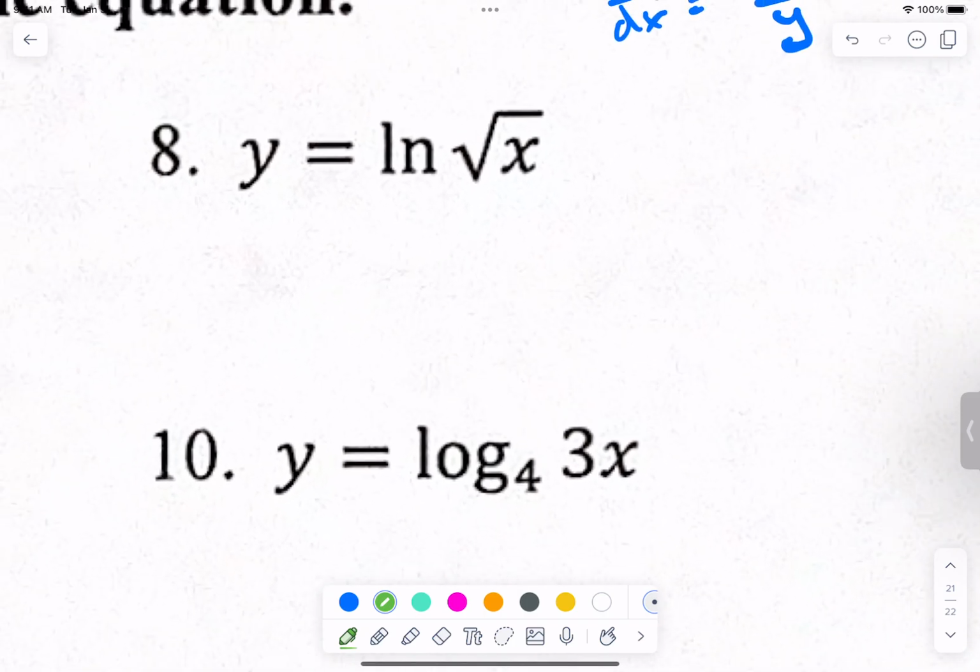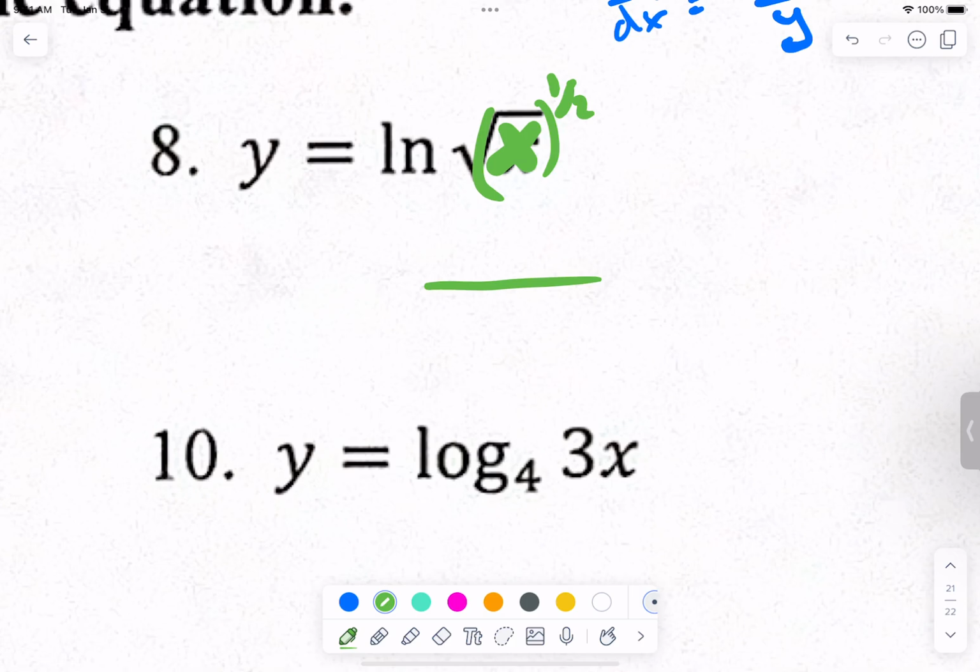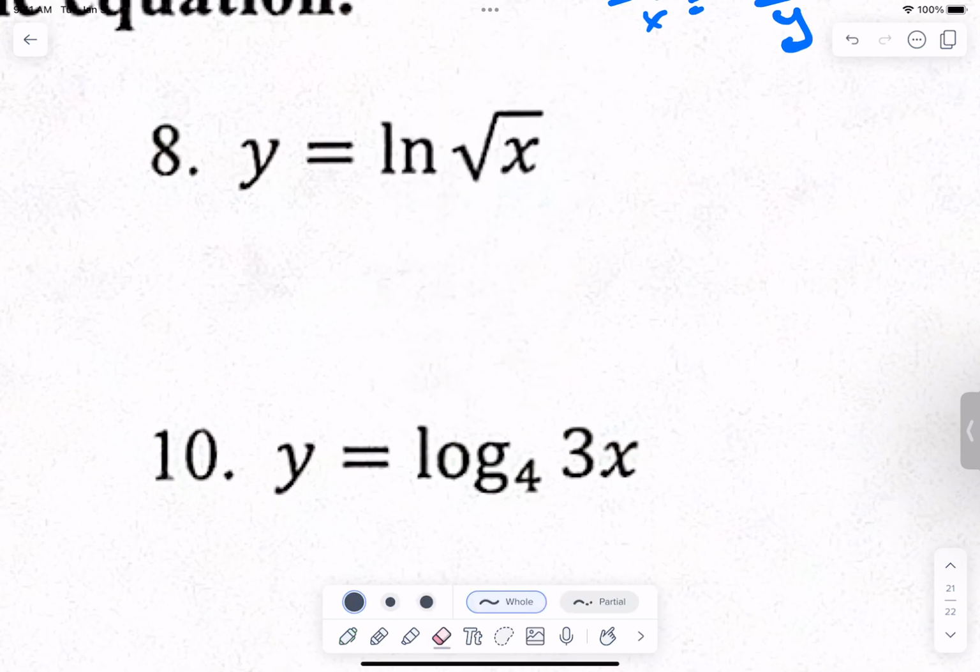Okay, number 8. Boys, are you listening? Okay, x to the 1/2 power, that's what it is to begin with, right? 1 over 2x. Don't do that. Move the 1/2 down in front. I was getting ready to do 1 over the square root of x times the derivative of x. No, don't do that. Move the 1/2 down in front.